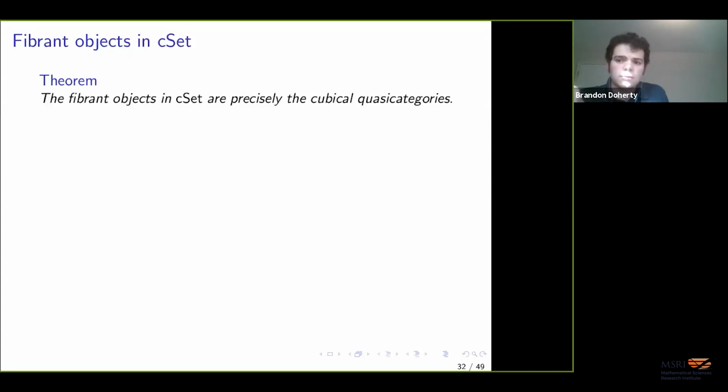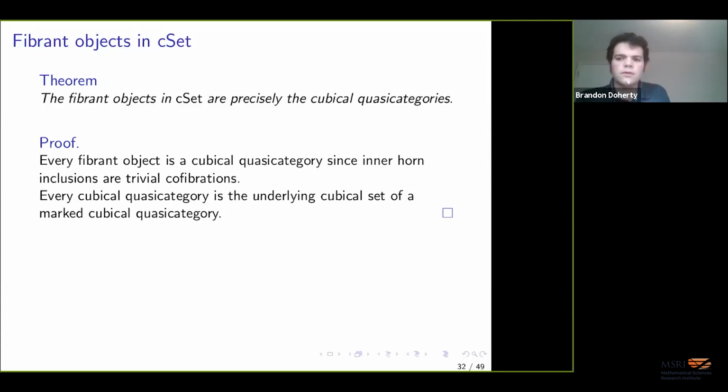And so, as we might expect based on the name, we can show that the fibrant objects in C set, in the cubical Joyal model structure, are exactly the cubical quasi-categories. So for a brief sketch of how that works, every fibrant object is a cubical quasi-category because the inner horn inclusions are trivial cofibrations. So we can think about the minimal markings of those inner horn inclusions, and those will be pushouts of, inner horn inclusion. That's a typo. That should be inner open box inclusion. I caught most of the typos in this talk ahead of time, but it seems there were some left.